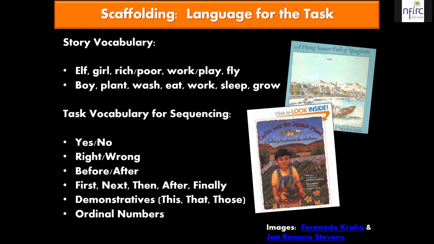So they're going to have to be able, at the lowest levels, to say yes or no as their partners move things into the right category, or right or wrong, or be able to say at the word level, it goes before, it goes after. As they increase their proficiency level, I would want them to do this task using words like first, the boy washes his face. Next, the squash seed starts to grow out of his ear. Then this other thing will happen. And then eventually I might need to add words like demonstratives or ordinal numbers.